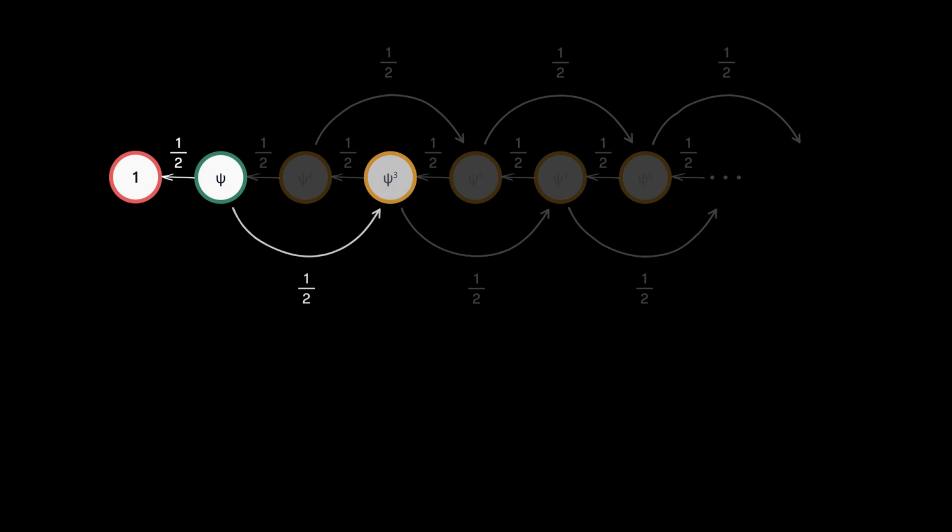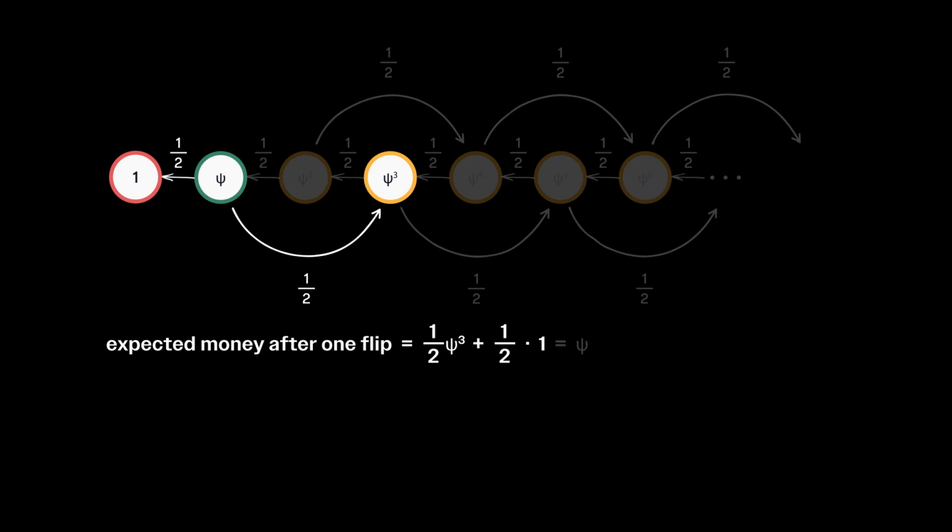Then we move left or right. After one coin flip, how much money do we expect to have? We have either psi cubed dollars, about 24 cents, or $1. So on average, we have this many dollars. That's a cubic. But by our previous cubic equation, that simplifies to just psi. In other words, we started with psi dollars, and after one coin flip, we still have psi dollars on average. It's a fair game. I chose the powers of psi to make the game fair at every state.